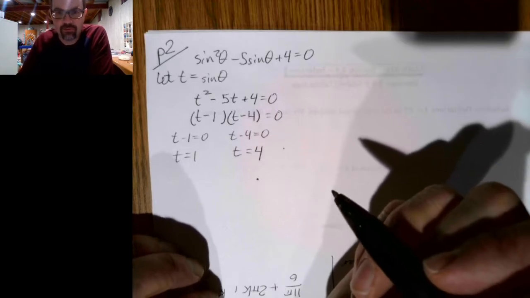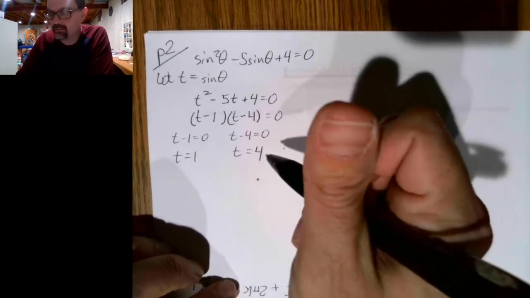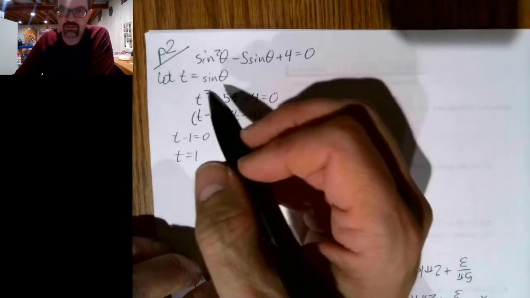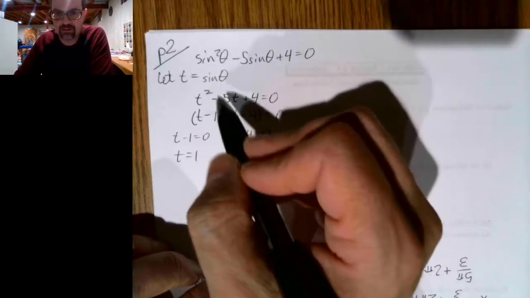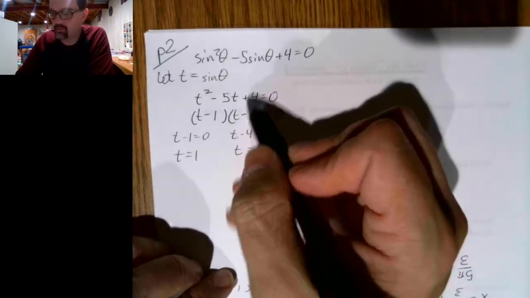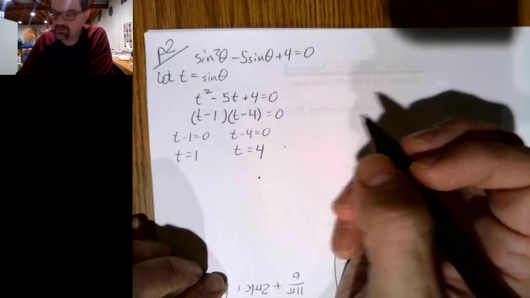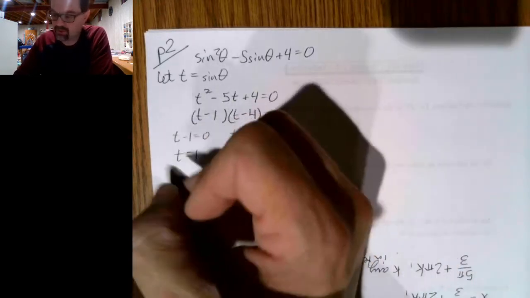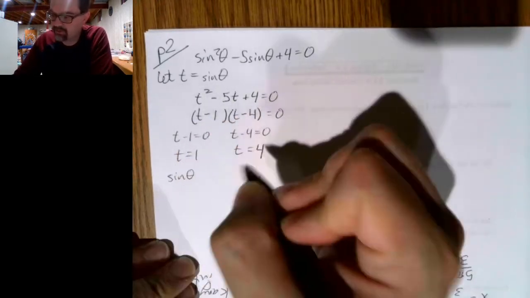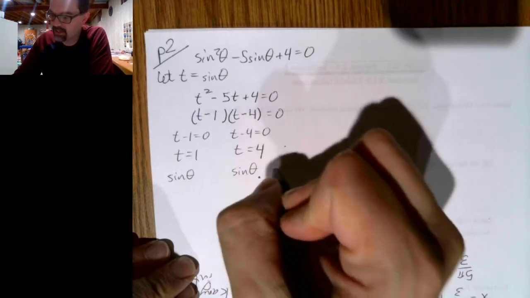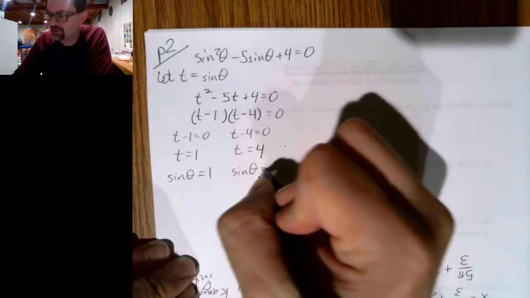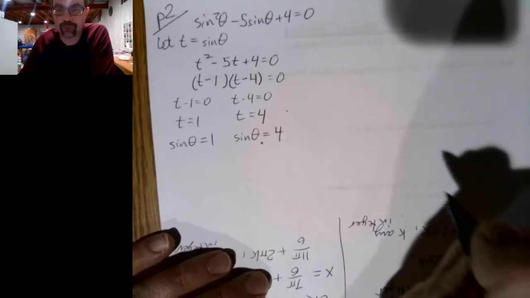But then when we remember where this came from, alright, t was sine theta. We just used him to stand in for sine theta so we could do some algebraic work in a way that looks familiar. So going back to where this came from, we're now trying to solve two little separate equations. Sine theta equals 1, sine theta equals 4.